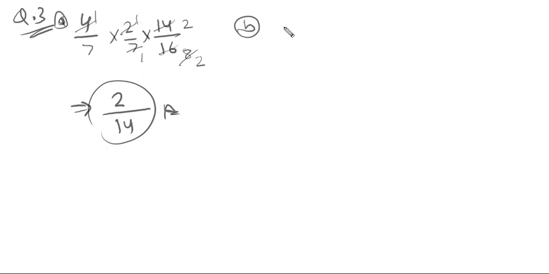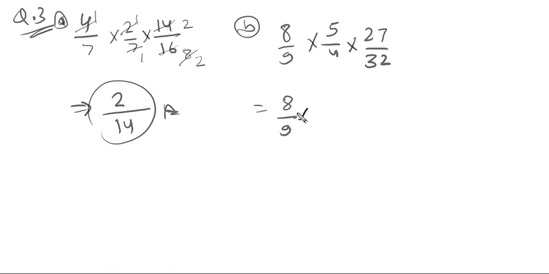If you want to see part B, then 8 upon 9 into 5 upon 4 into 27 upon 32, right? So write it in the next step, then cut it down. Here 9 ones are 9, 9 threes are 27, and 8 ones are 8, 8 fours are 32.